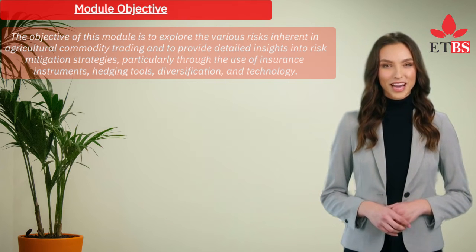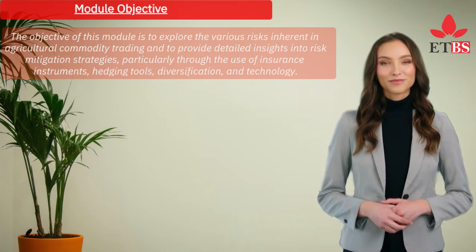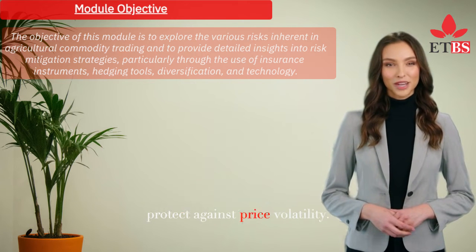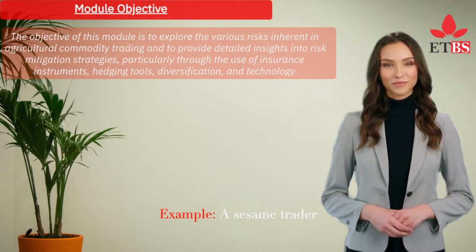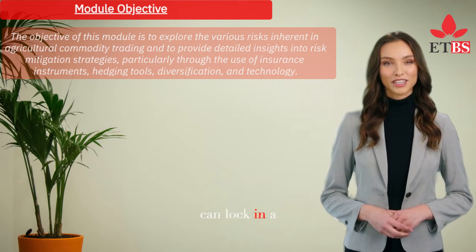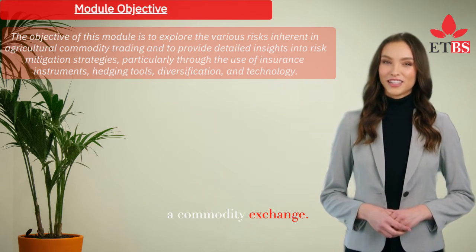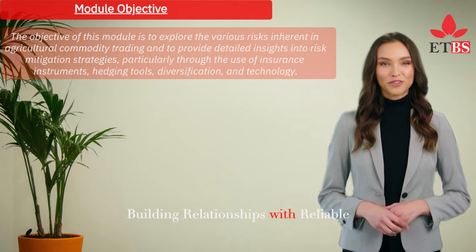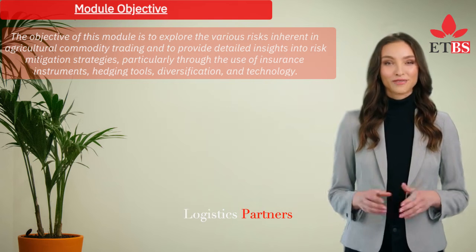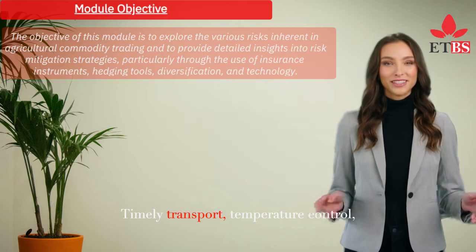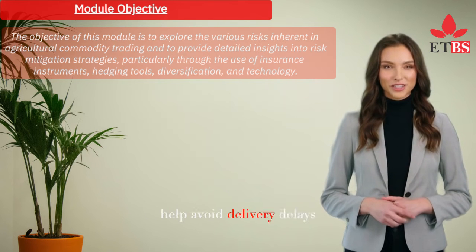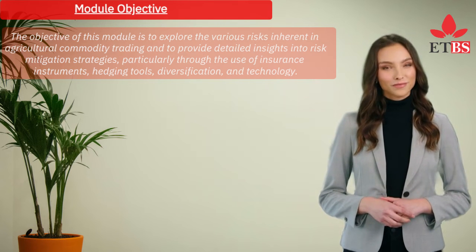5. Hedging in commodity markets. Traders can use futures, options, or swaps to protect against price volatility. Example: a sesame trader can lock in a future selling price through a commodity exchange. 6. Building relationships with reliable logistics partners. Timely transport, temperature control, and efficient tracking systems help avoid delivery delays and spoilage.